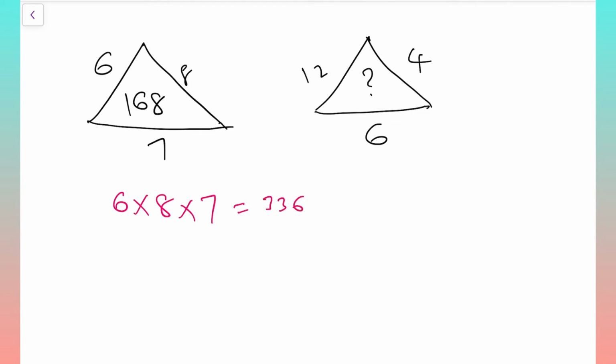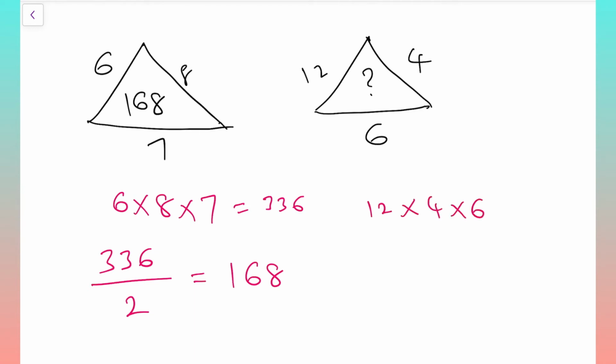Now if we observe, is there any relation between this 336 and 168? Of course it is there, because 168 double is 336. So after doing multiplication, whatever number we got, if we divide it by 2, we will get the middle number. So let us apply the same logic here also. Multiplying all the outside numbers, 12 into 4 into 6, then dividing that answer by 2. 12 into 4 is 48. 48 into 6 is 288. 288 divided by 2 is nothing but 144.